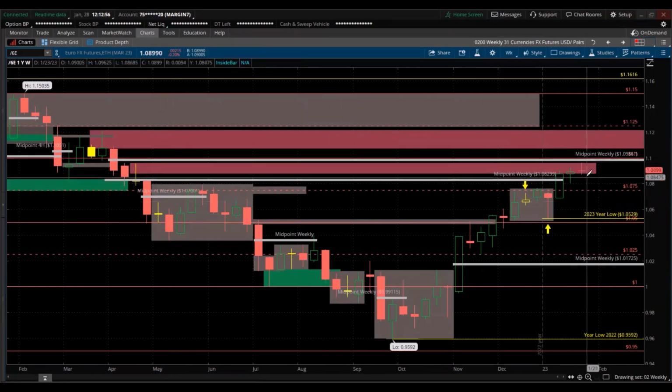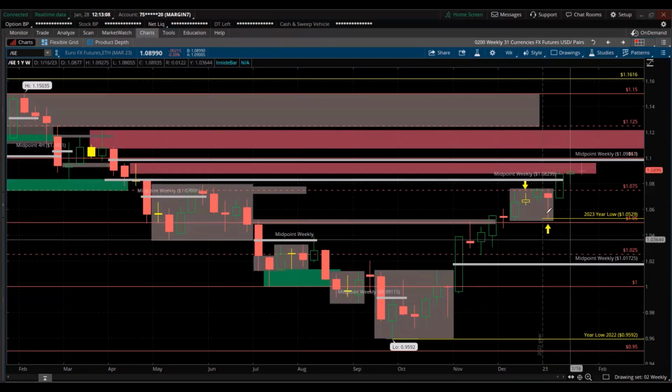Look at that. Here we're looking at the euro. Small little tiny candle, like a doji. Small body, wick on top and bottom. Right up here in the supply zone where sellers were. Potential reversal on the downside.